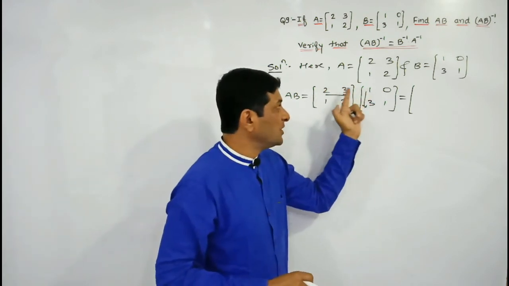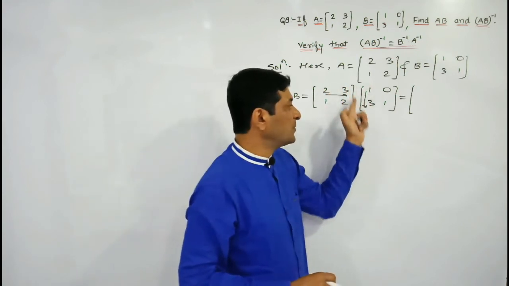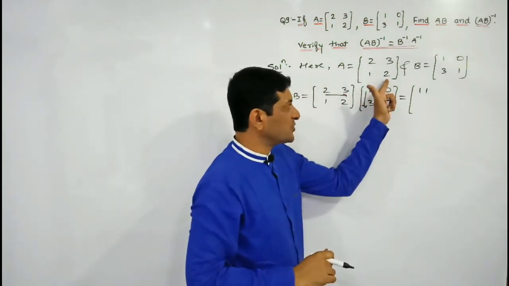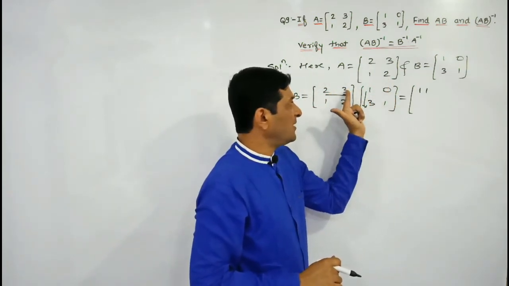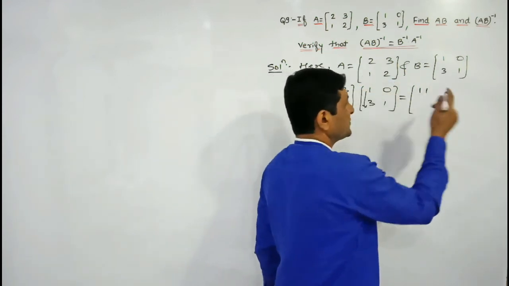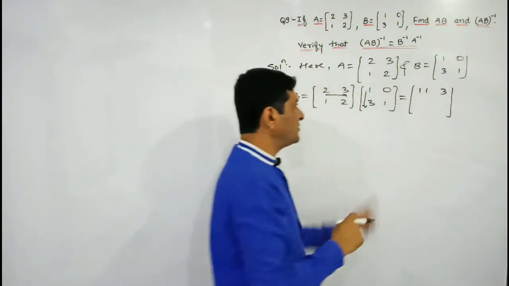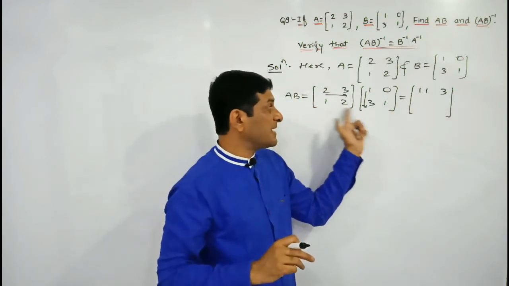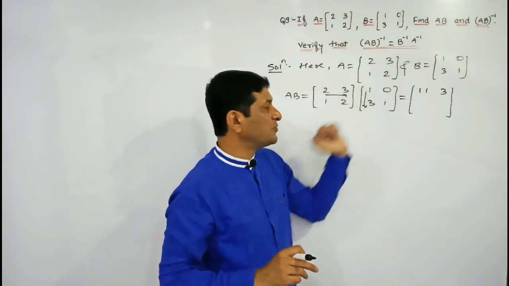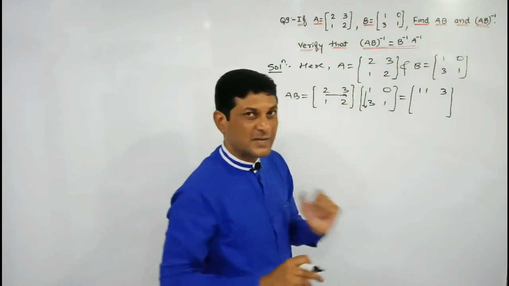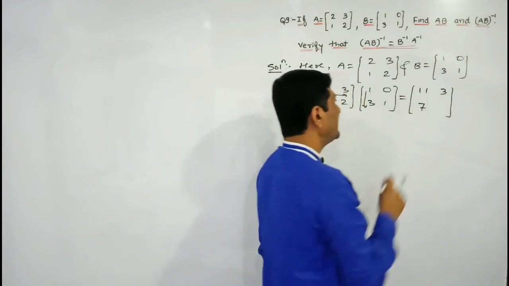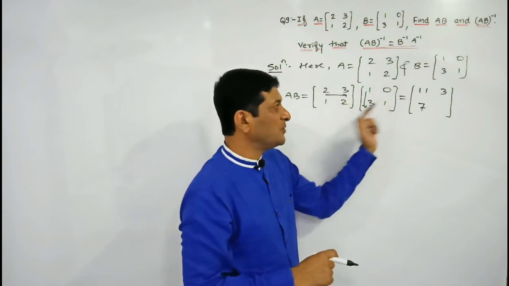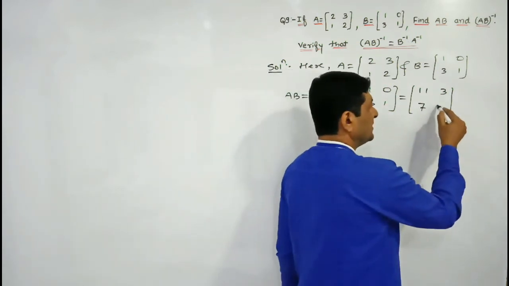This product is 2. 2 plus 3 into 3 is 9. 2 plus 9 will be equal to 11. So here we will get 11. Now I am multiplying the first row by the second column. This product is 0 and this product is 3. So 0 plus 3 will be equal to 3. Now we are using the elements of the second row. Now I am multiplying the second row by the first column. Observe that 1 into 1 is 1 and 2 into 3 is 6. 1 plus 6 will be equal to 7. And lastly multiply the second row by the second column. So this product is 0 and 2 into 1 is 2. So 0 plus 2 will be equal to 2.